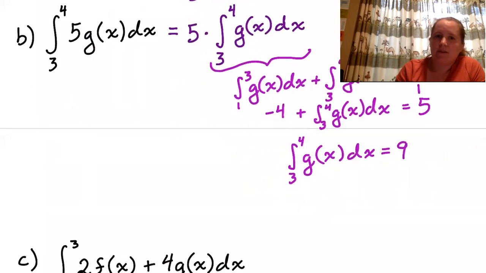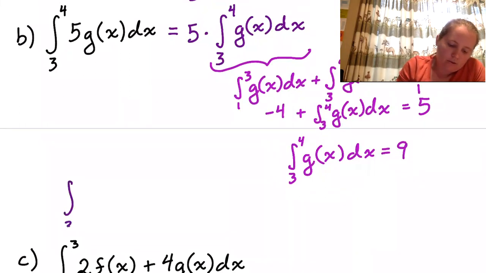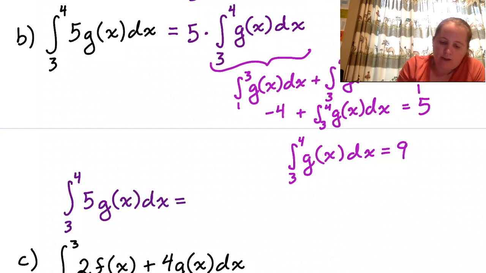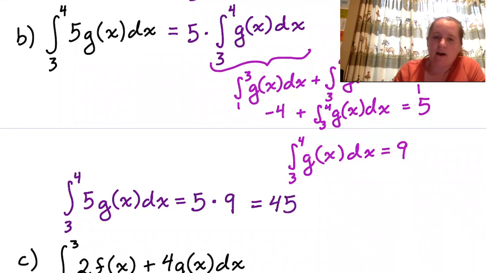So therefore, putting this back in, we have that the definite integral from 3 to 4 of 5 g of x dx, which was 5 times the definite integral from 3 to 4 of g of x dx, is equal to 5 times 9, or 45.